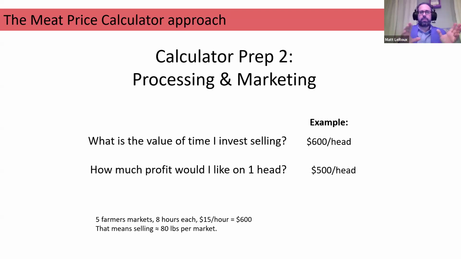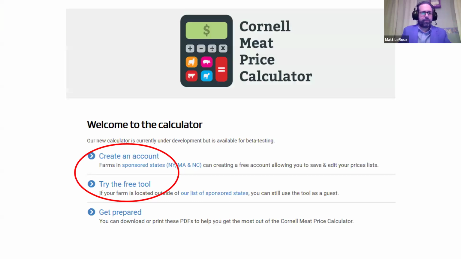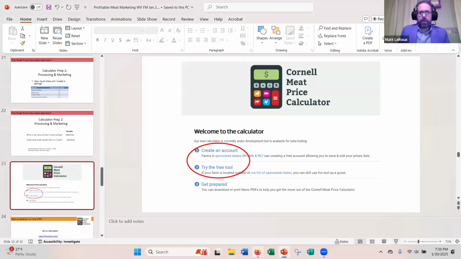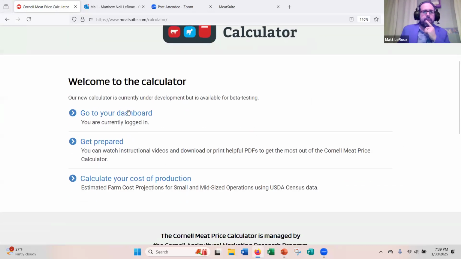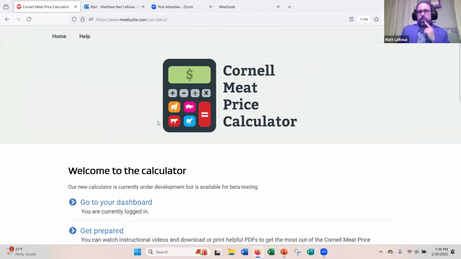So I reviewed those numbers so that when we get over to the website, I can just click right through and you'll see they're already filled in. I'm going to hop right on there now. And if you could just clarify, are you seeing the Cornell Meat Price Calculator web page? Yes, we are. Okay, good.